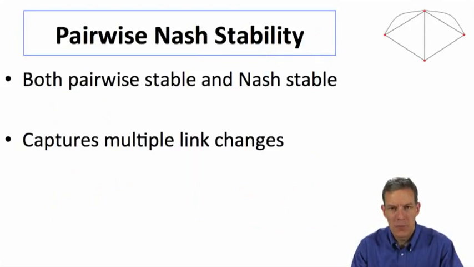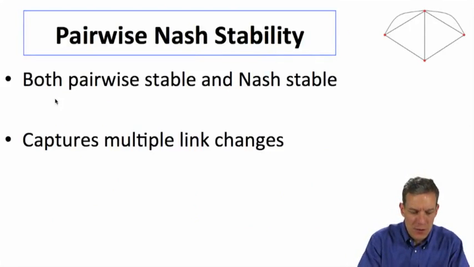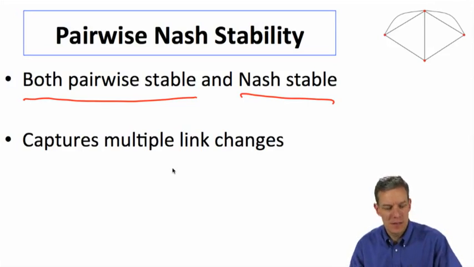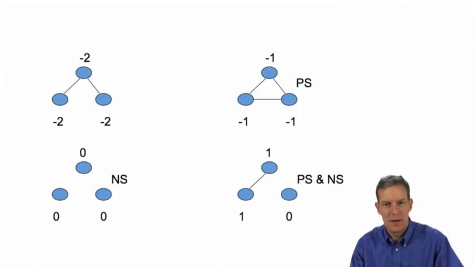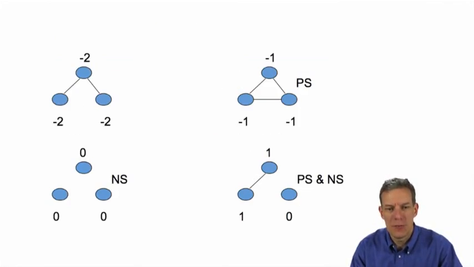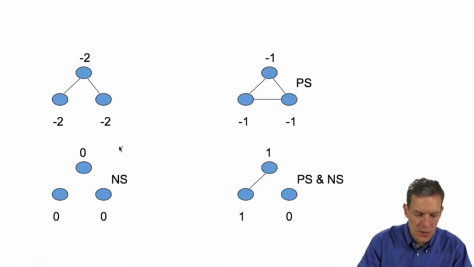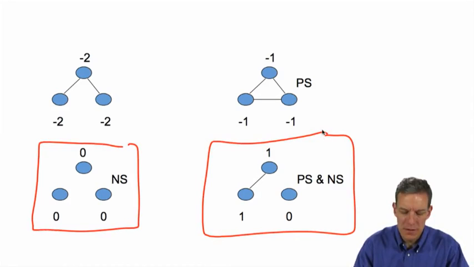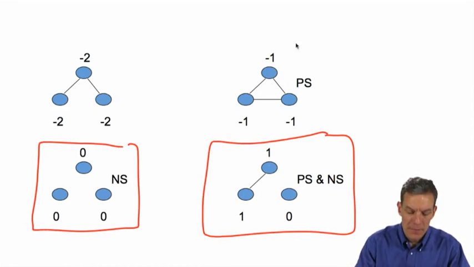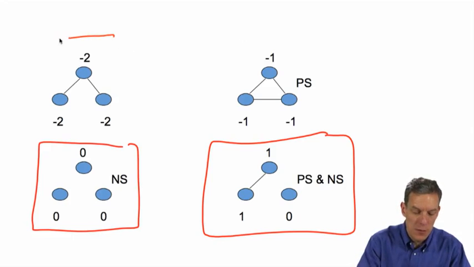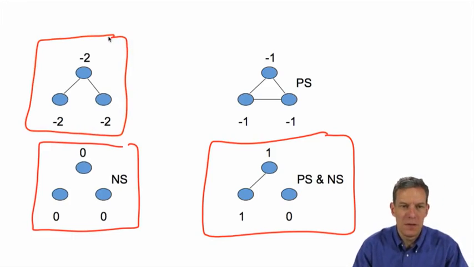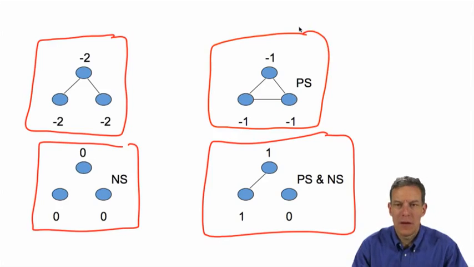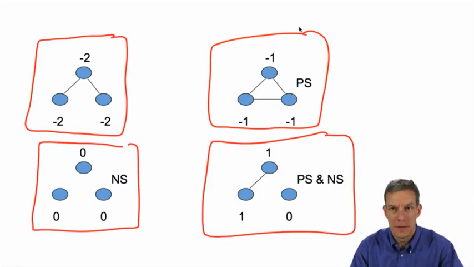But more generally, if we look at pairwise Nash stability, so we ask for something to be both pairwise stable and Nash stable, we can end up in some cases with more of a refinement. So let's look at a slightly different example. Here's a situation where if everyone is separate, they get 0. As before, one link leads to a payoff of 1. Here, 2 links together lead to -2, and 3 links together lead everyone to a payoff of -1.